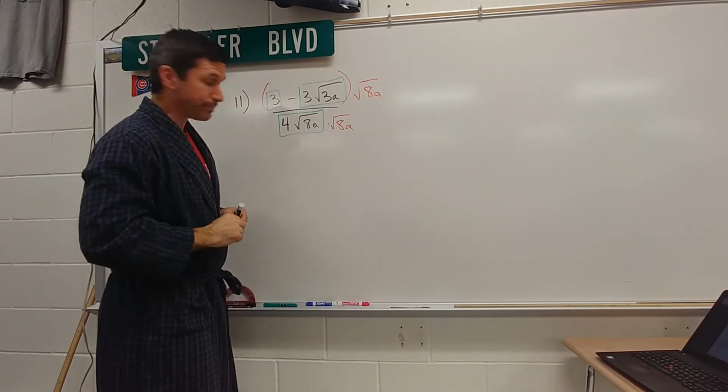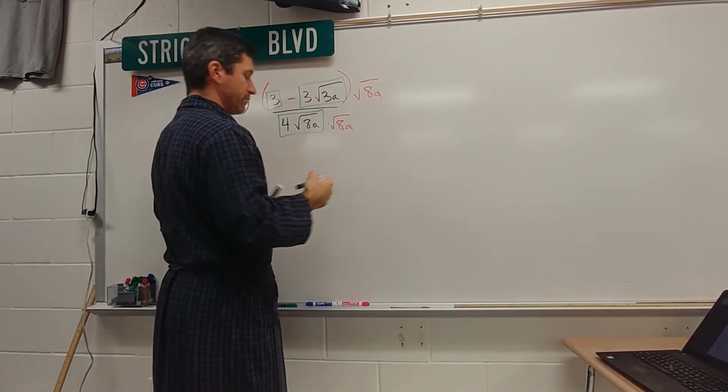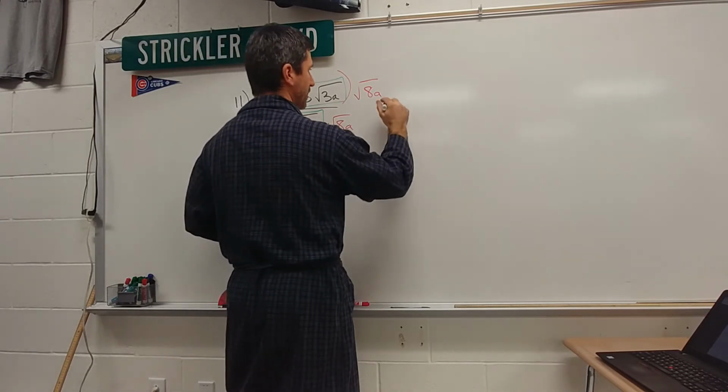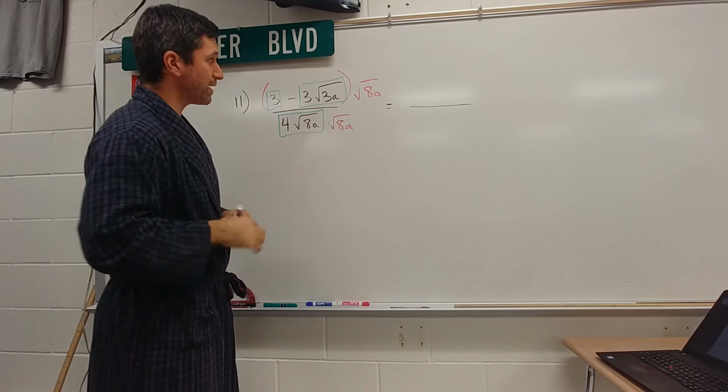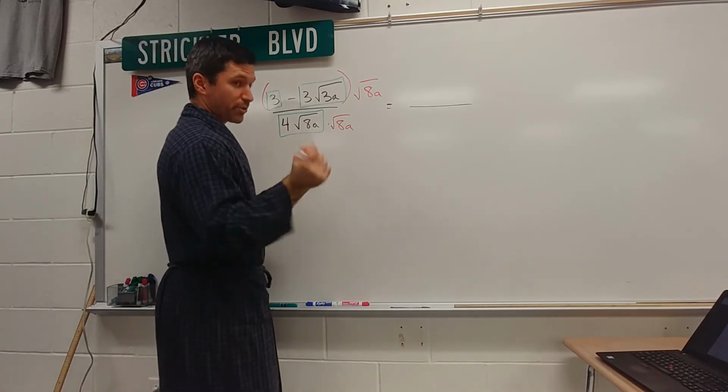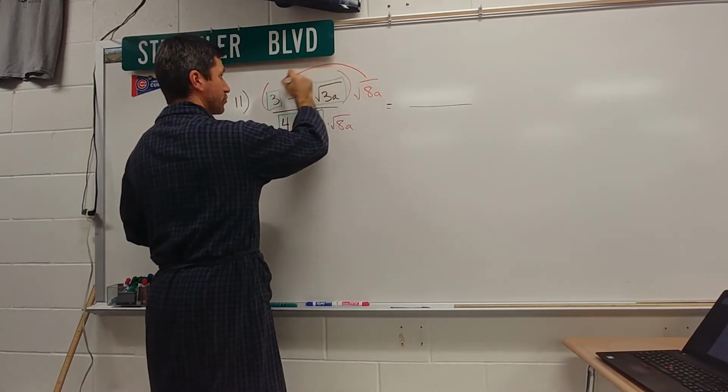So don't freak out. Okay, what piece do you want to deal with first? The top? Okay, let's do the top. We'll act like the bottom doesn't exist for now. And let's just multiply this to both terms that are in the numerator.